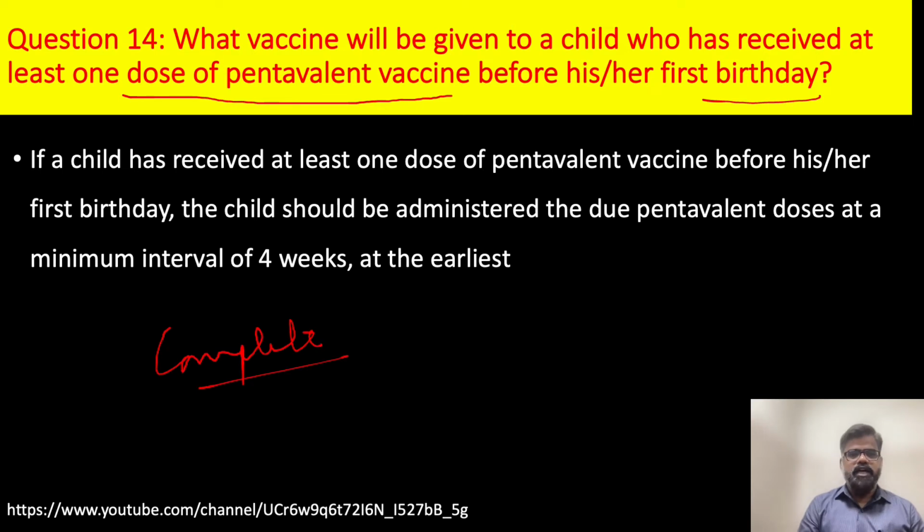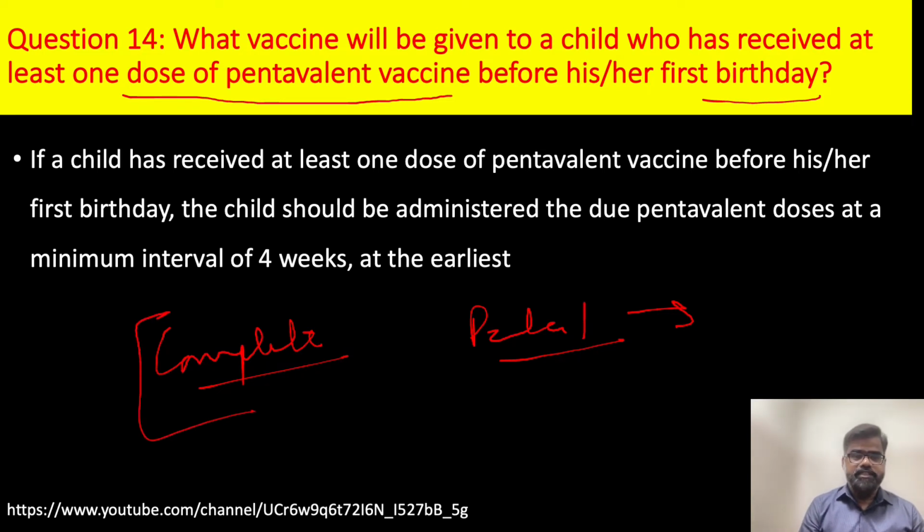Right? Now, the child has already taken Penta 1. Now the child did not turn up. The child has celebrated his first birthday. Right? Now what to do? So we know pentavalent should not be given after 1 year of age. The upper limit is 1 year. But in this case, the child has already received Penta 1 before 1 year. Now what should we do?